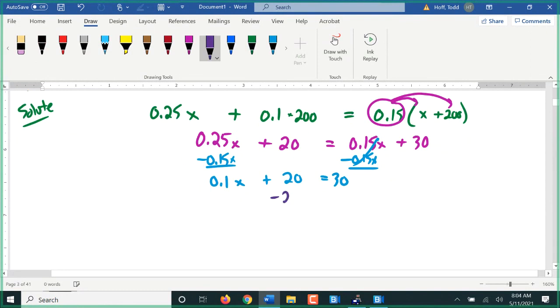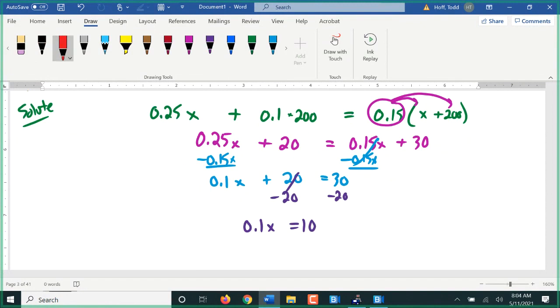Now I'll start to solve. I'll subtract 20. 0.1X equals 10. And I'll divide by 0.1. X equals 100.